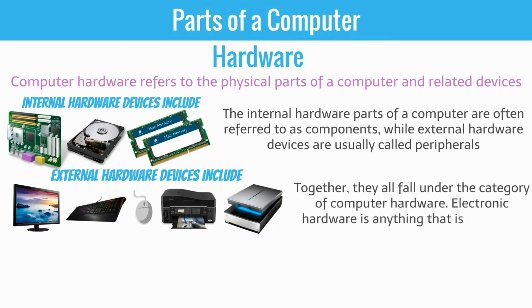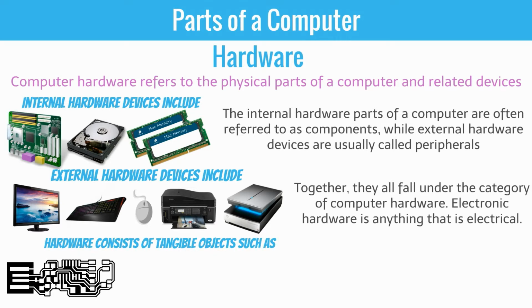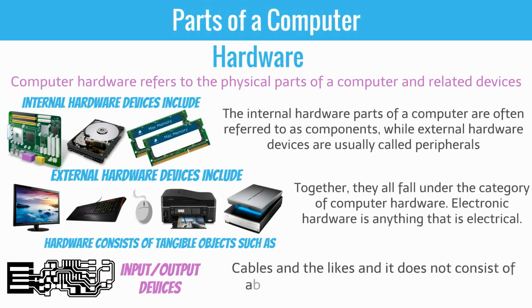Electronic hardware is anything that is electrical. Hardware consists of tangible objects, such as electronic circuits, input-output devices, cables, and the likes, and it does not consist of abstract ideas, algorithms, or instructions.